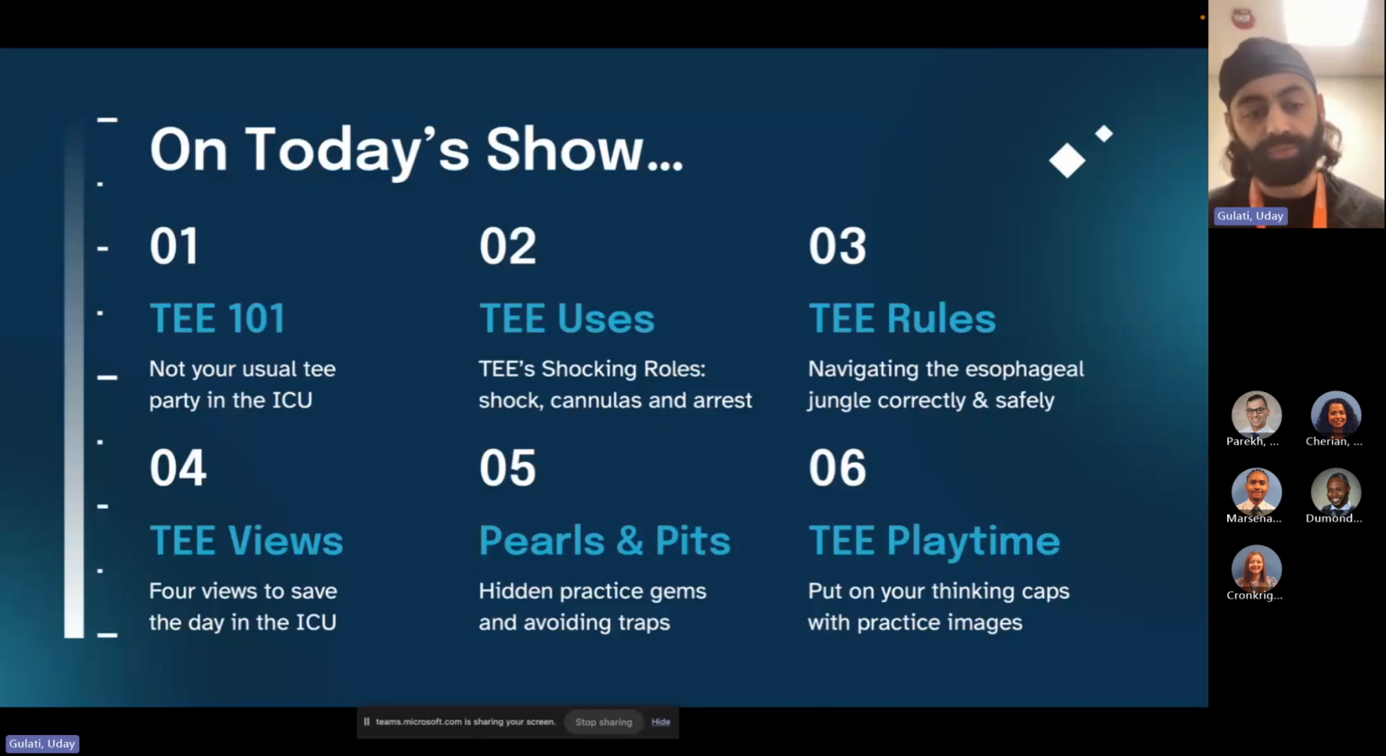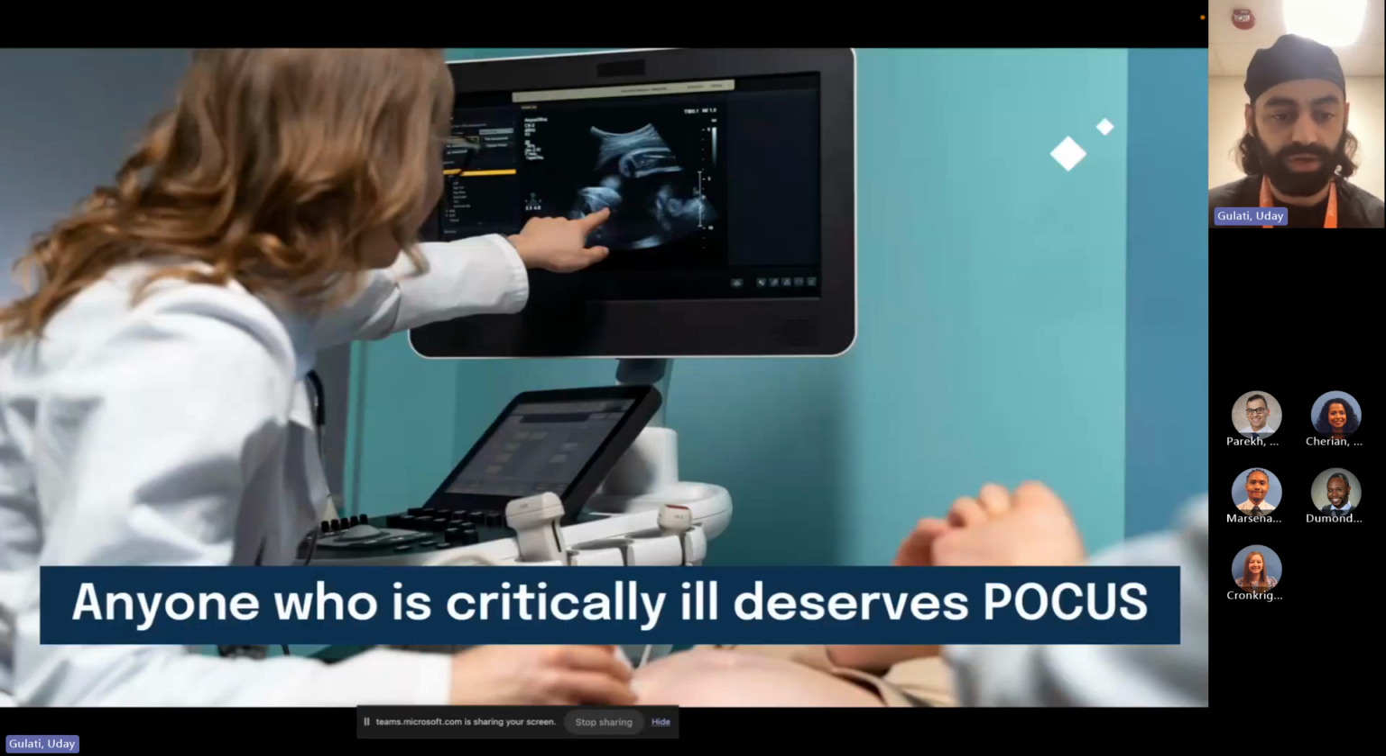We'll go over basic probe manipulation. We'll go over just the simple 4 views you need to know, as well as introduce an online module that you guys can do to practice on your own, kind of like Jared did with the Harvey simulator. Some practice pearls, and then at the end, for the fellows who are on, we'll go over some practice TEEs that are super easy to interpret, just so you guys can get some practice in. And please do stop me along the way.